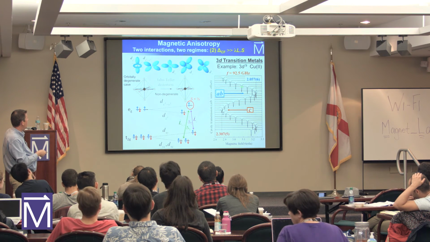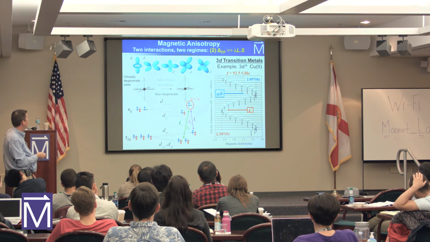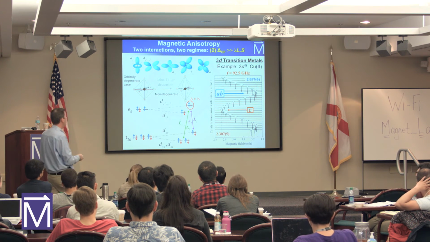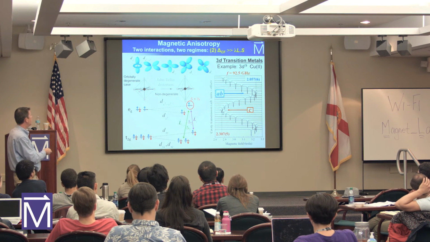So now when I look at my EPR spectrum as a function of the orientation of the field relative to the c-axis, where the c-axis is the direction along which the Jahn-Teller distortion occurs, I see that my spectrum moves. It oscillates with position.